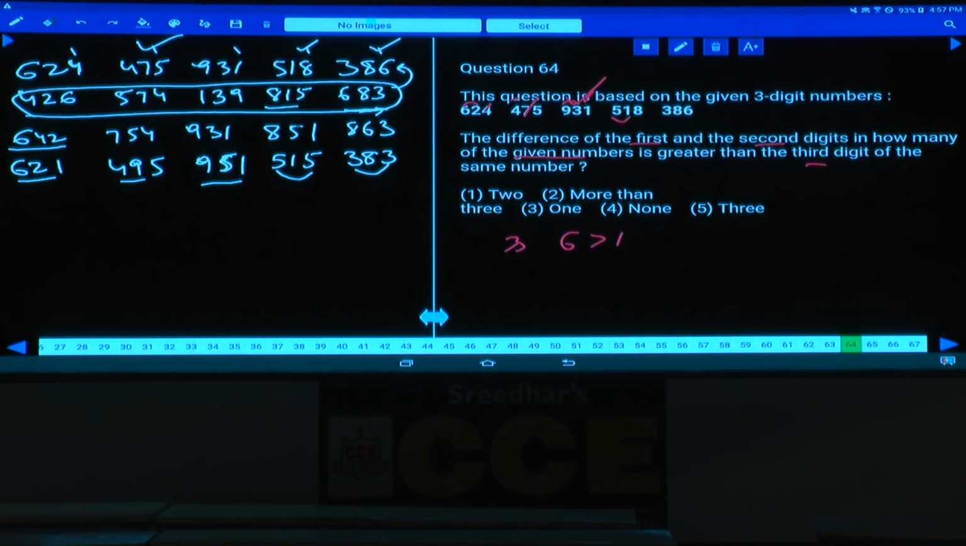And 5 and 1, 5 minus 1 is how much? 4. Now this 4 is not greater than the third digit 8. Now 8 and 3 is 5. Now this 5 is not more than the third digit 6. Hence in how many such numbers? Only in one number the difference between the first and the second digit will be higher than the third digit.